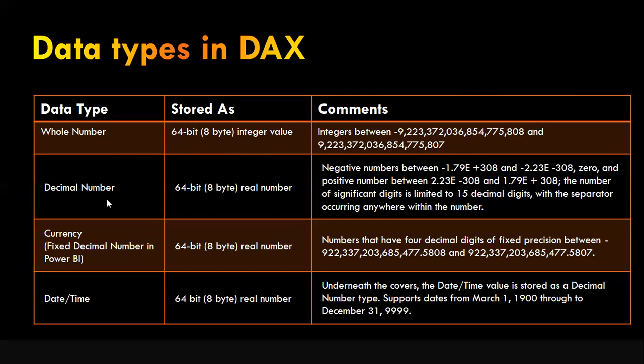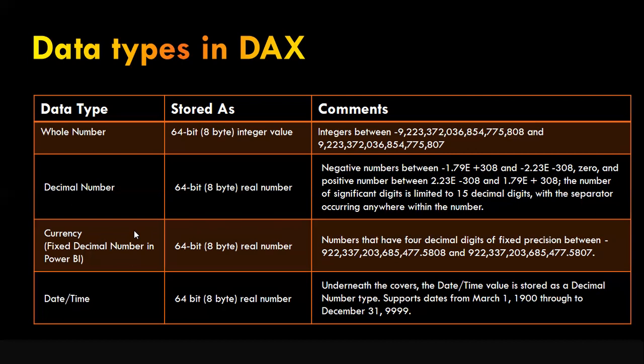The next one is the decimal number. In this case, it is a 64-bit real number, and it takes values anywhere between these. So the negative numbers range between these two values, and the positive numbers range between these two values. The next one is the currency.